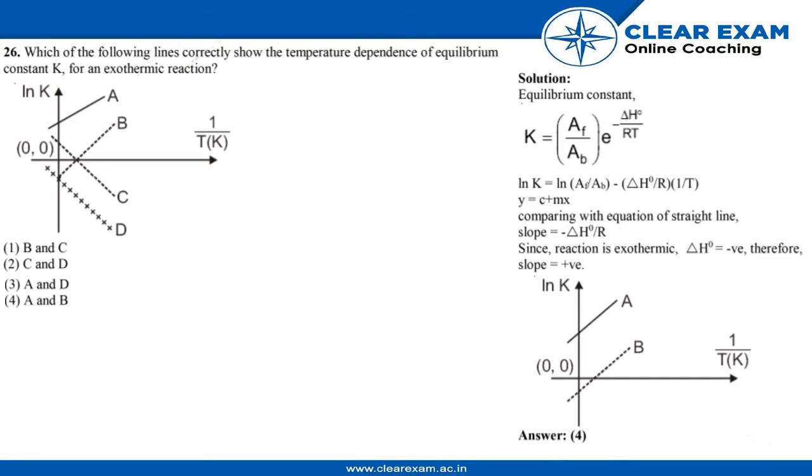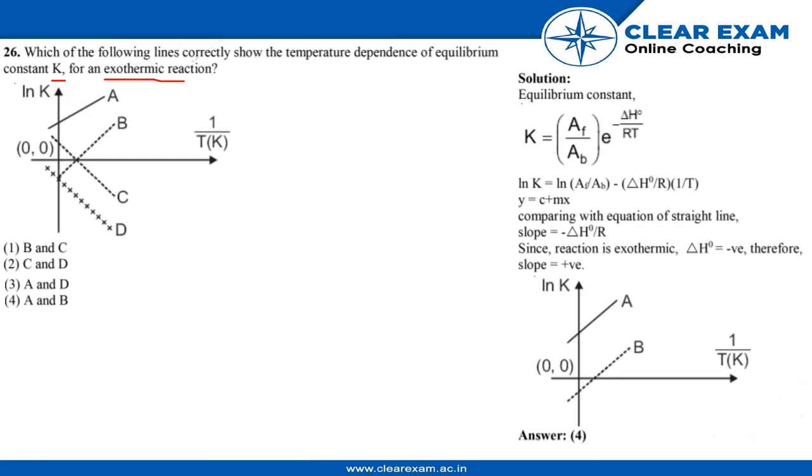Hello everyone, we're gonna start with question number 26. It says, which of the following lines correctly show the temperature dependence of equilibrium constant K for an exothermic reaction? So we know that the reaction taking place is exothermic, that means the heat will be dissipated.